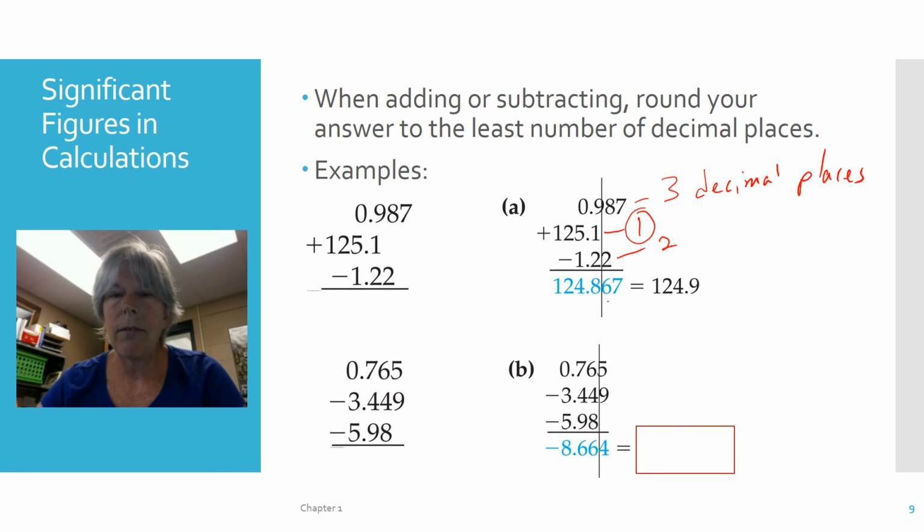On the next one, we have 3 decimal places, 3 decimal places, 2 decimal places. So I'll round my answer to the least number of decimal places, which is 2. Negative 8.664, the 4 will round down, leaving our answer as negative 8.66.